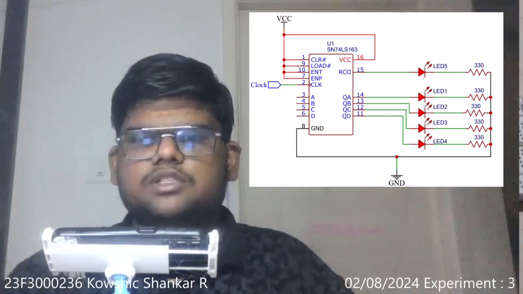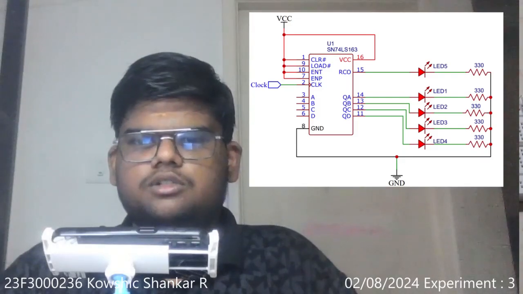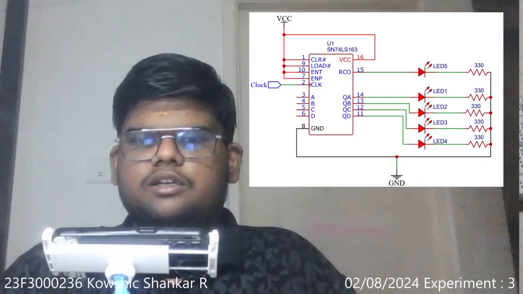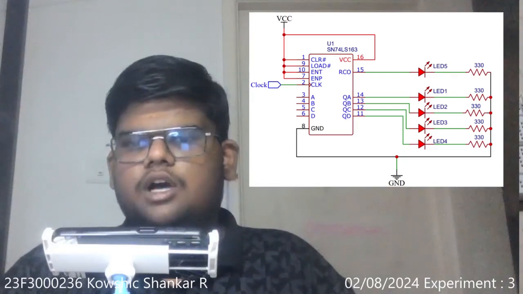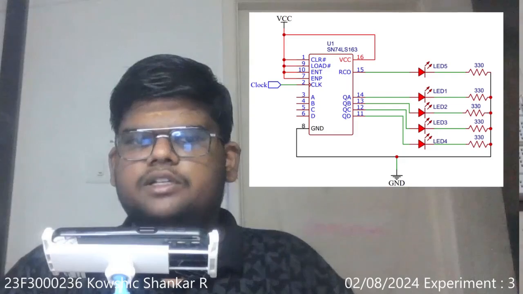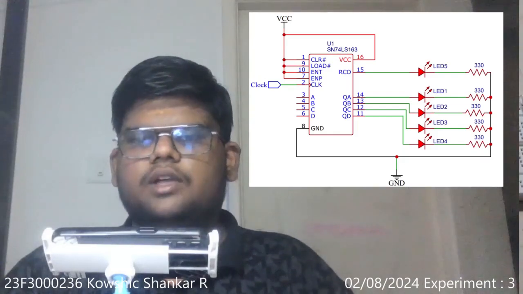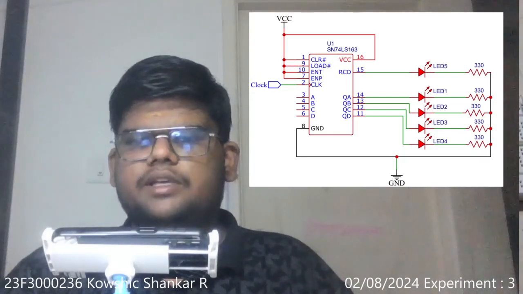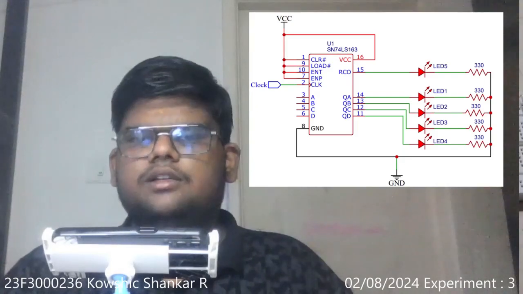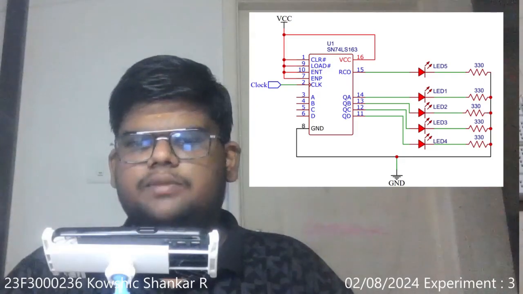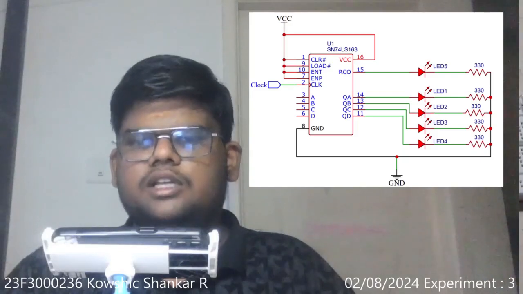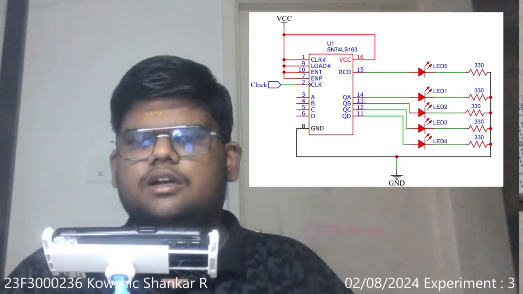It seems the load is used for loading the A, B, C, D inputs to the output, which we will see later in this video. And ENT and ENP are used for cascading. The clear CLR pin is used for clearing or resetting the IC. The CLK clock pin is used to provide the clock input.